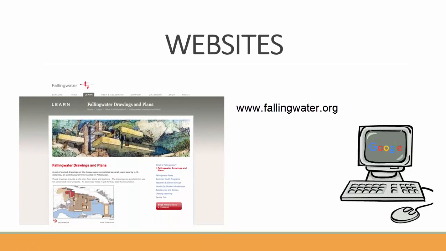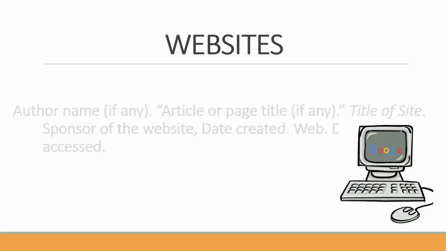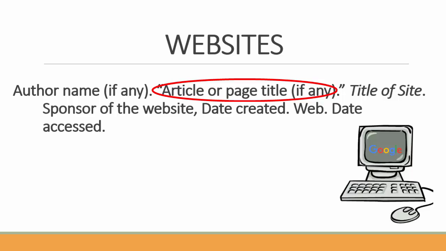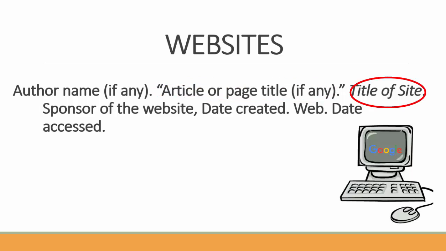Maybe then we looked on the internet for information about Frank Lloyd Wright and Fallingwater. A Google search might suggest the website www.fallingwater.org. If we use this resource in our paper, we would need to cite it. Referencing a website can be a little tricky because sometimes not all of the information we normally put in a citation is there. The general format is author's name, if any, article or page title, if any, title of site, sponsor of the website, date created, web, date accessed.